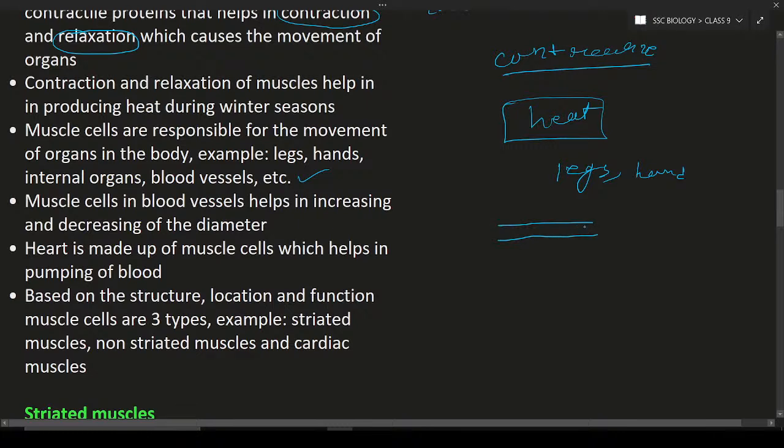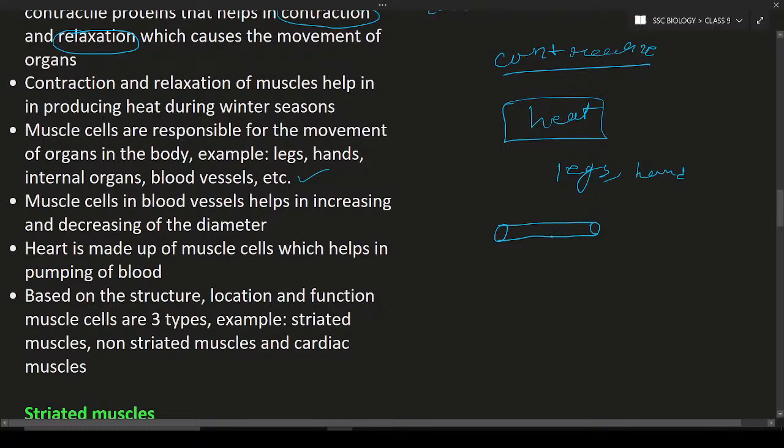So this is a blood vessel, okay. What is a blood vessel? A blood vessel is nothing but a tube that helps in the flow of blood through it, okay. So that is known as a blood vessel. Here the blood vessels are also made up of muscles. So what is the function of the muscles in the blood vessels?